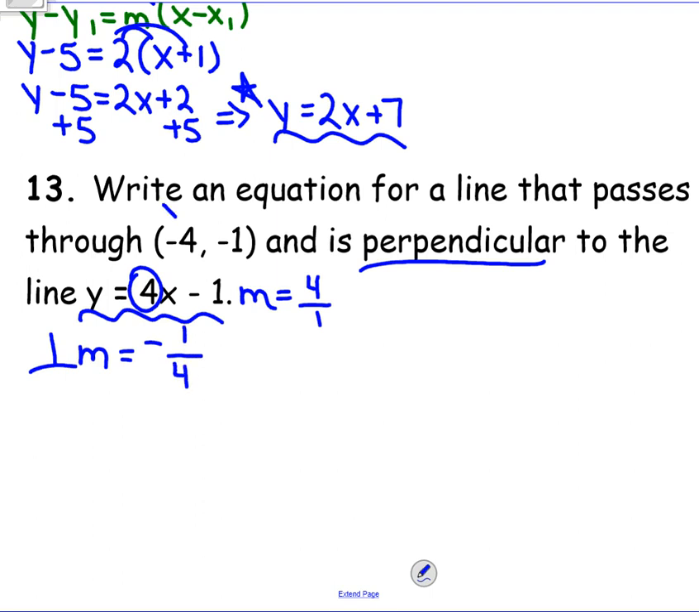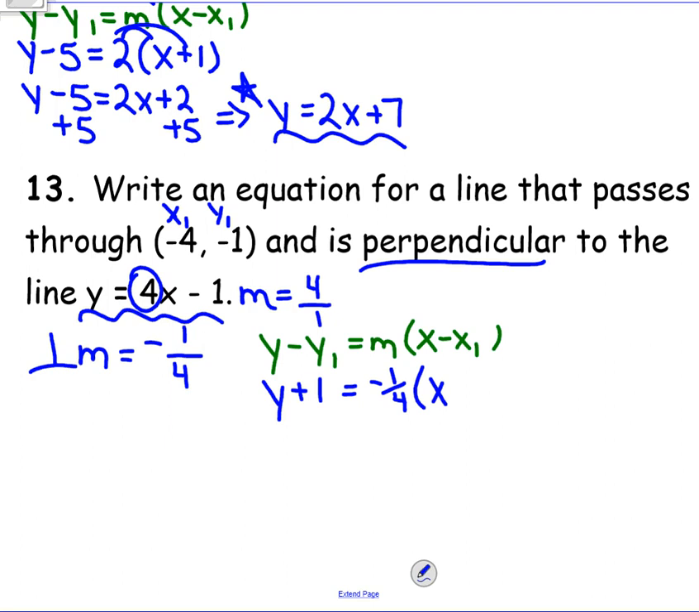And now you have to use the point to make that x sub 1, y sub 1. Use that ordered pair. We're going to start with point slope form. We're going to change it into slope intercept form. Make your 3 substitutions. So y minus a -1, which is going to be y plus 1. Slope is -1/4. X minus a -4 becomes x plus 4. Two things. We got to distribute that -1/4 through, and then we're going to get rid of the plus 1 on the left side.